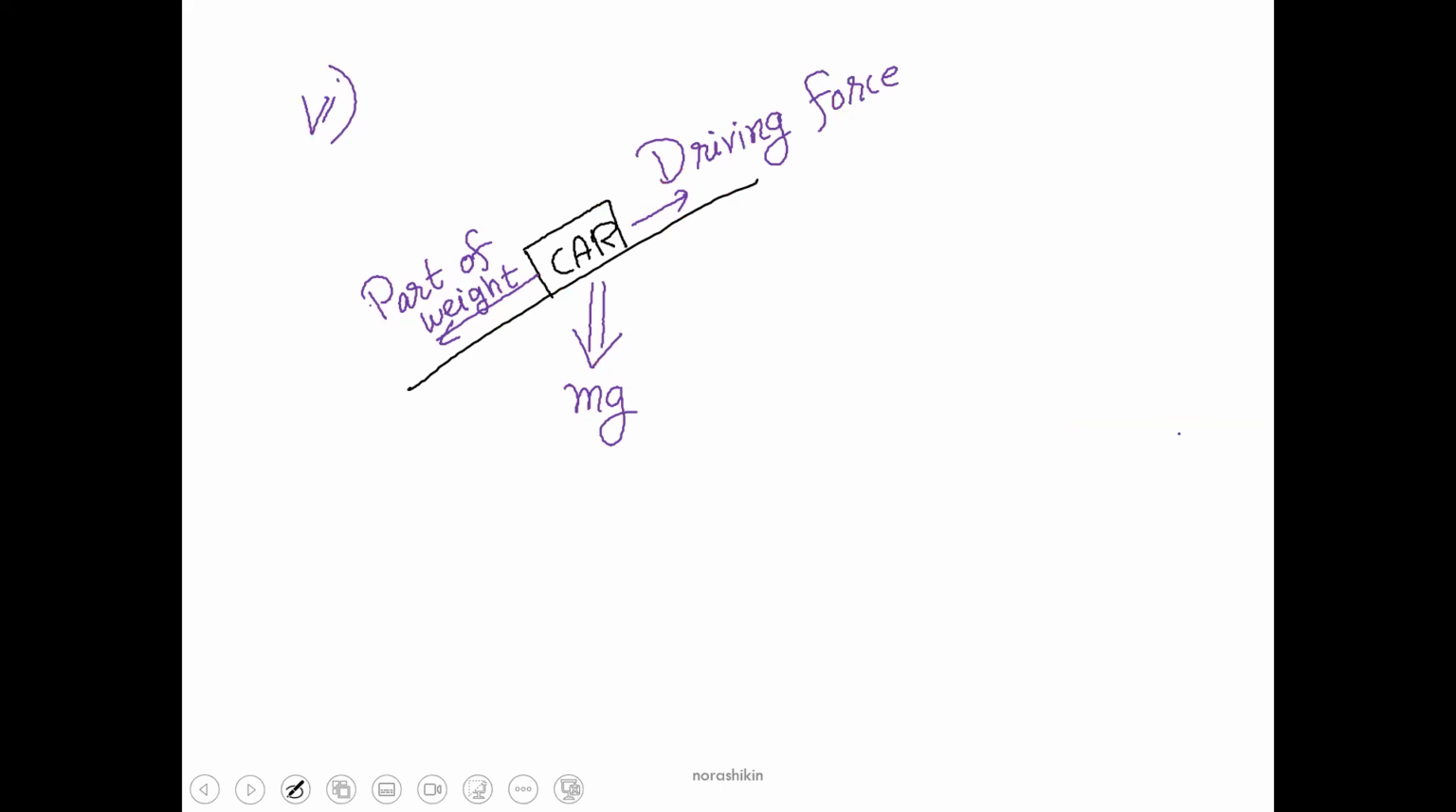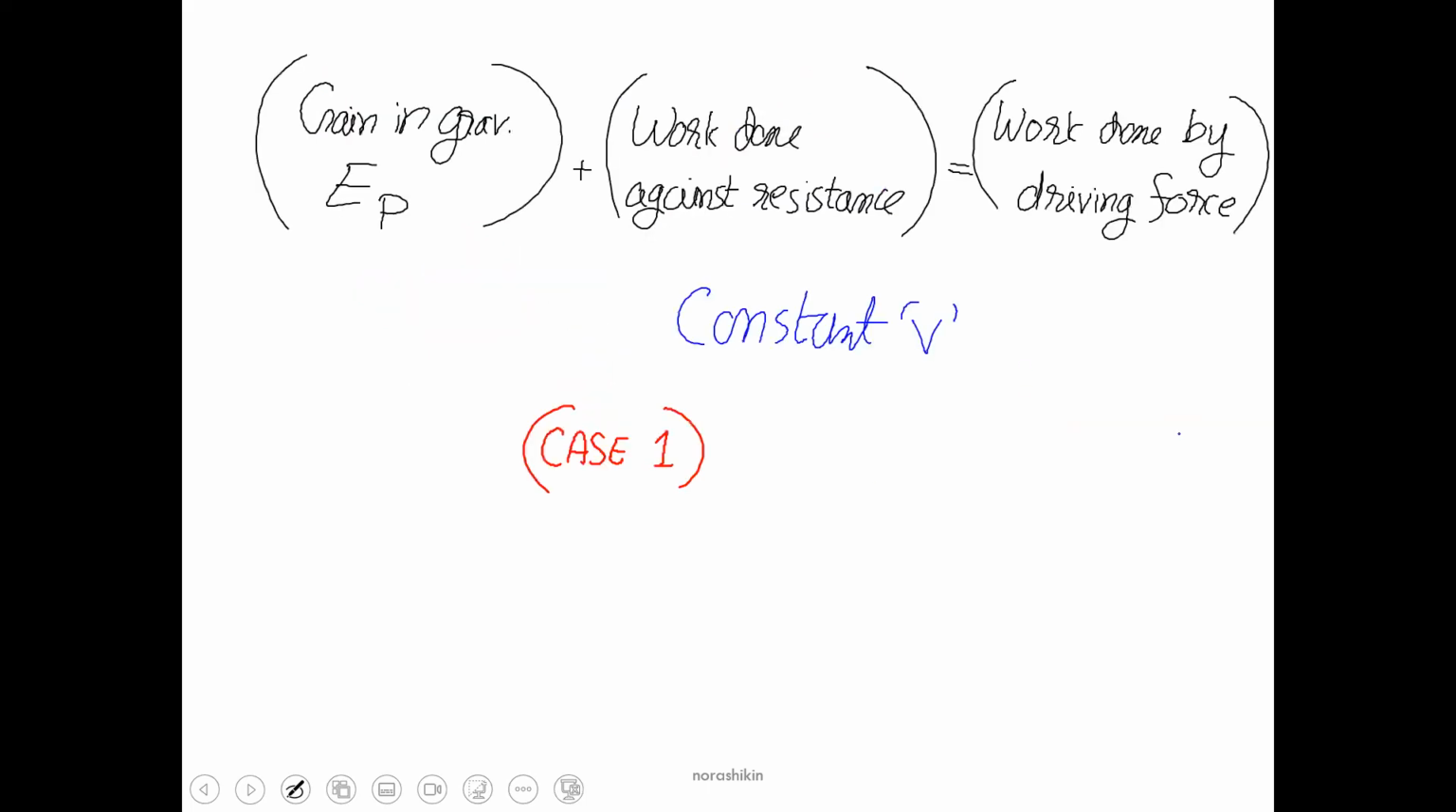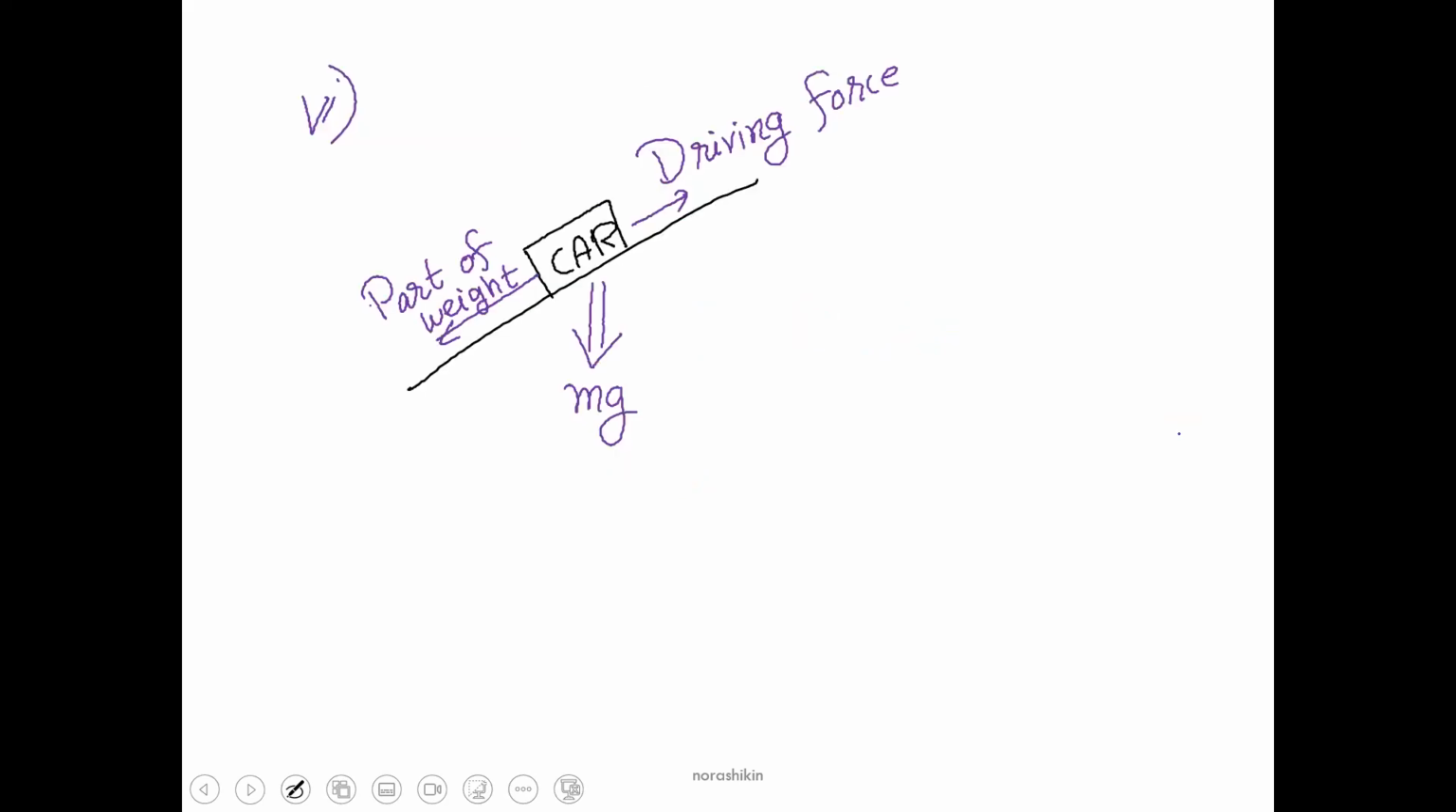Suppose that the object is going upward, and this is the driving force. So there is a gain in potential. Gain in potential plus work done against resistance is equal to work done by driving force. The car is going up with constant velocity. This is an option.